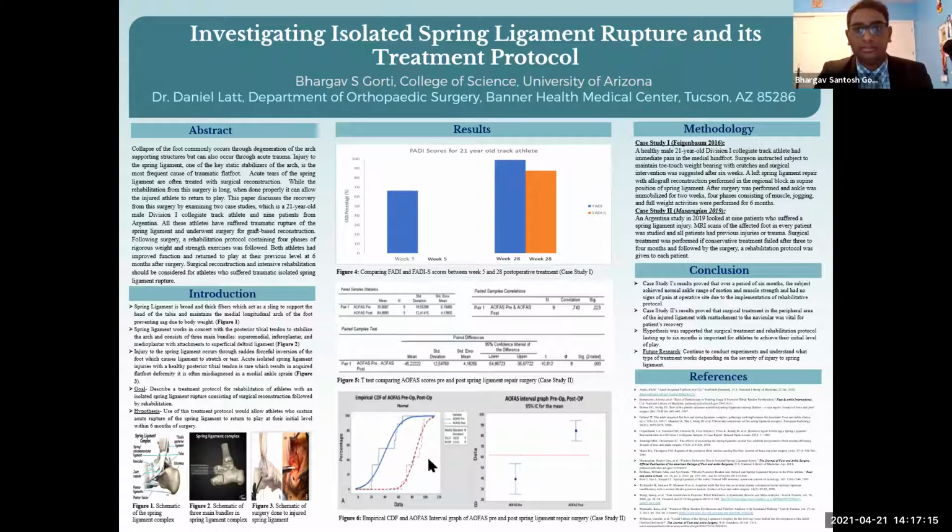And the next figure that I would like to talk about is figure 6, where we talk about the empirical CDF and the interval graph. An empirical CDF is basically a probability model for the data. Compared to a scatter plot, an empirical CDF is mostly used for limited data. What we can see is that there is a red line showing the AOFAS post treatment, and we can see the blue line showing the AOFAS pre treatment.